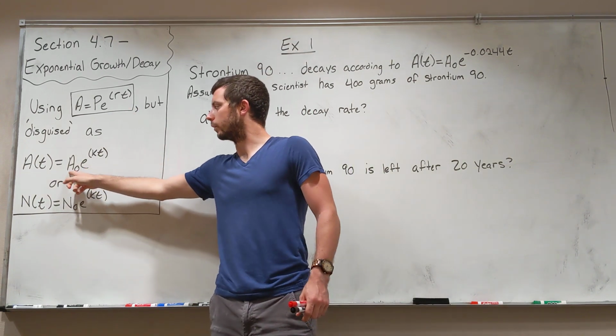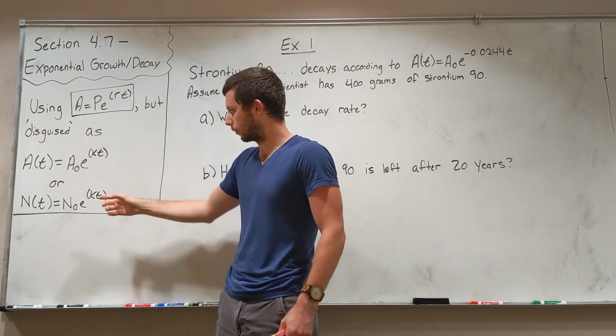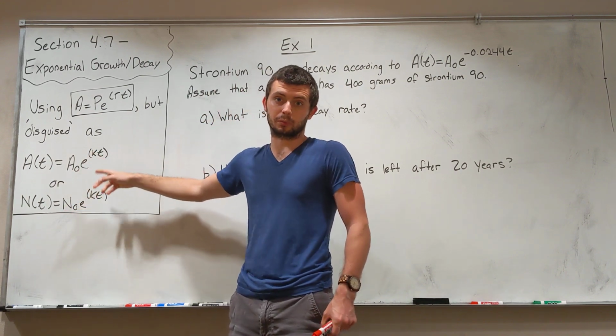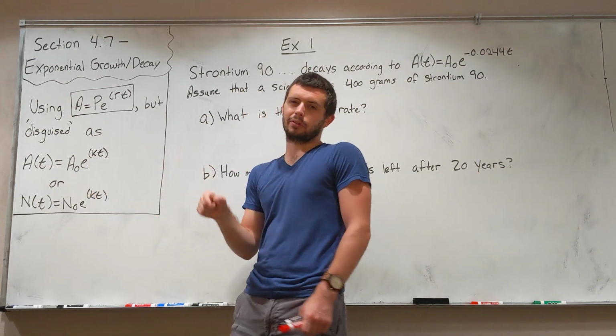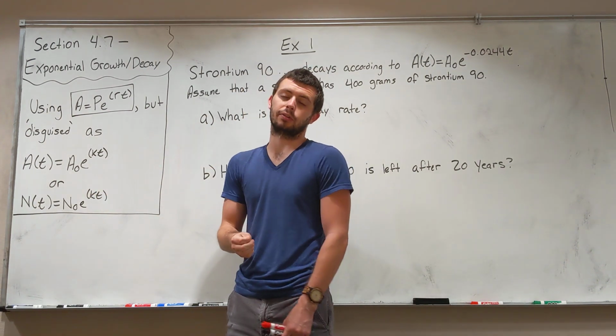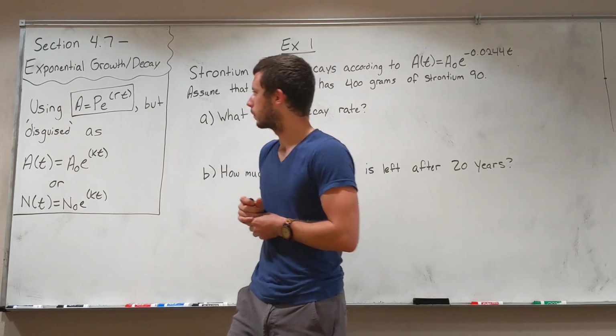And then here, this A sub 0 or N sub 0, that's the initial amount. K is what they use to refer to the rate. T is time. In this section, time doesn't have to be in years though. And we'll see that for these problems I'll go over.